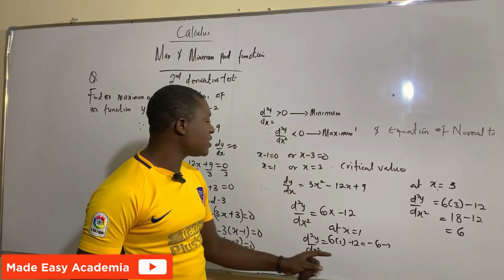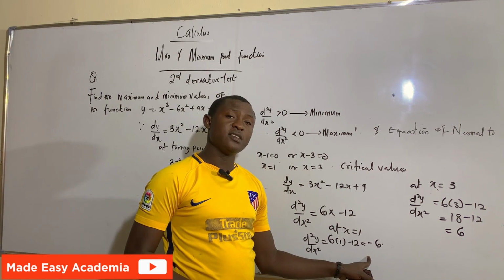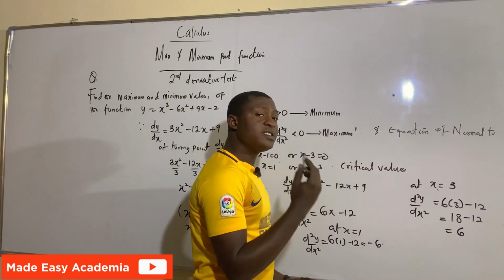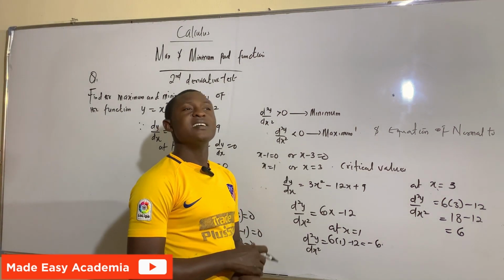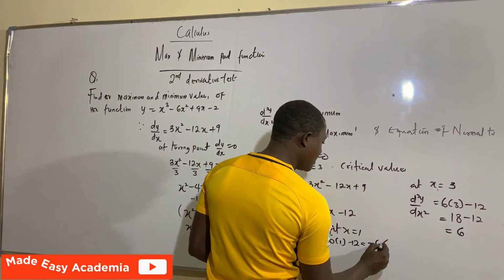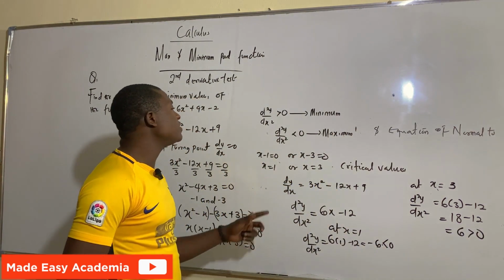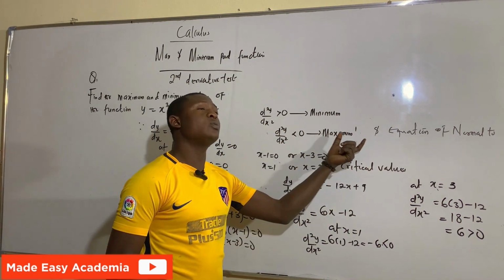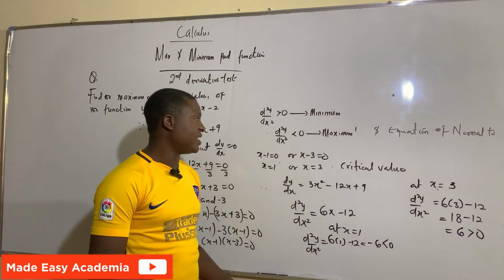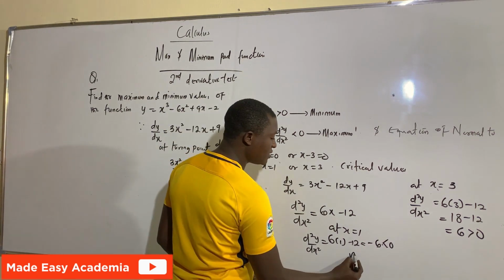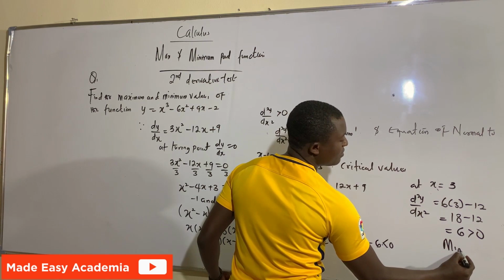So if you look at the first one, you can see we have minus 6, isn't it? Is minus 6 greater than 0 or less than 0? Yeah, it's less than 0. So that means here is less than 0 and here is greater than 0. As I told you, at a point where d squared y over dx squared is less than 0, it is called a maximum. So that means this point is a maximum, and this point is a minimum.